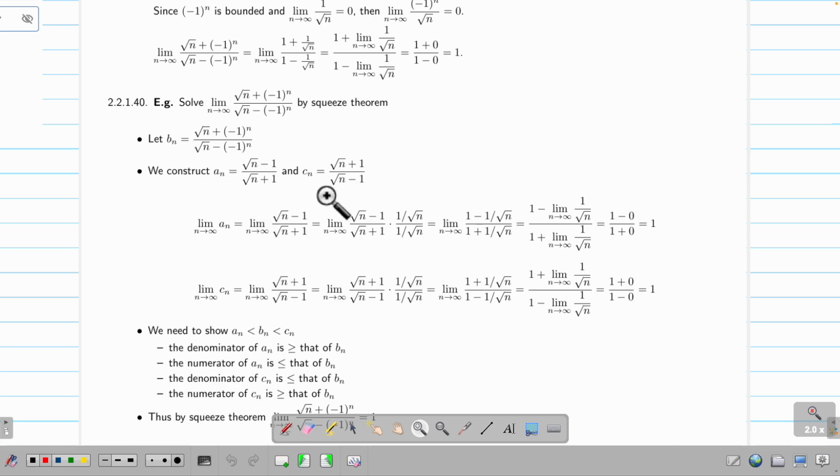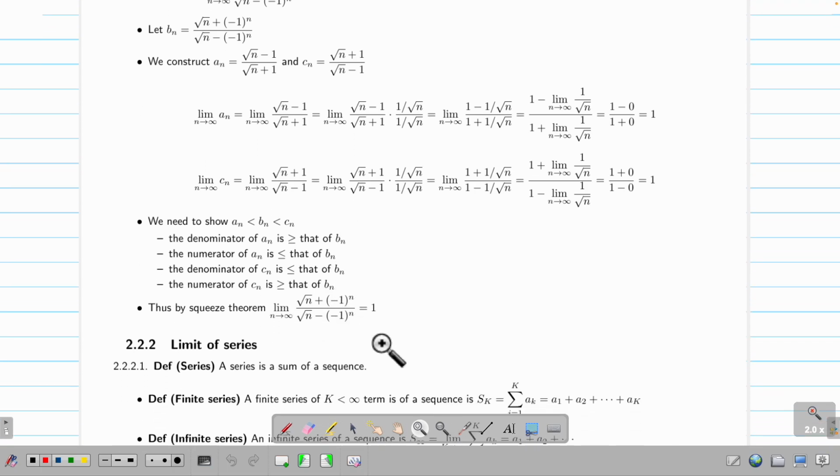How do I make my Cn? Well, I just pick the largest possible case I can get. That is, for the numerator, I pick the largest possible case, that is plus 1. And for the denominator, I pick the smallest possible case, that is minus 1. Then I have my An and Cn. Then you prove these two converge to 1 for the limit. Then by squeeze theorem, it converges to 1.